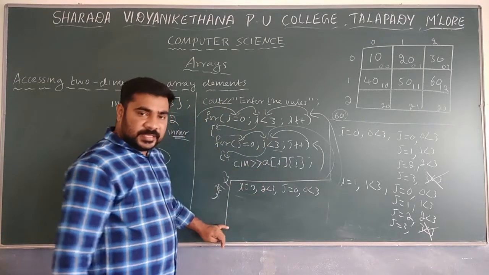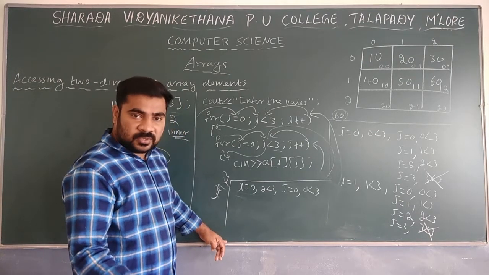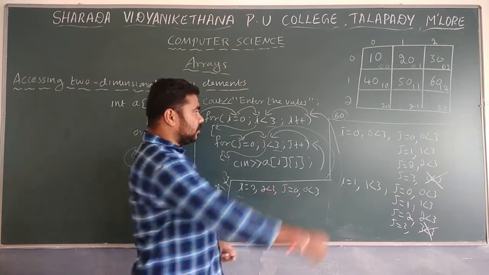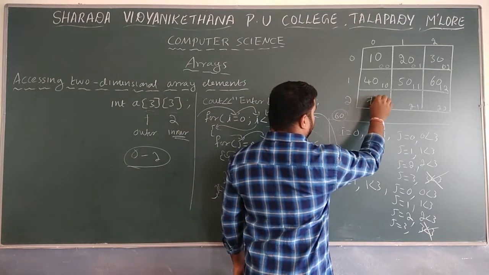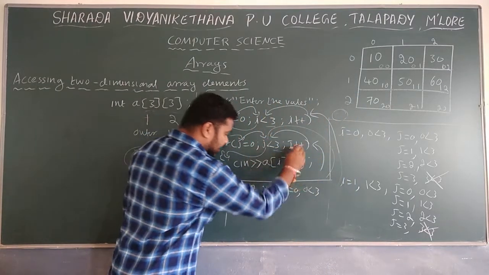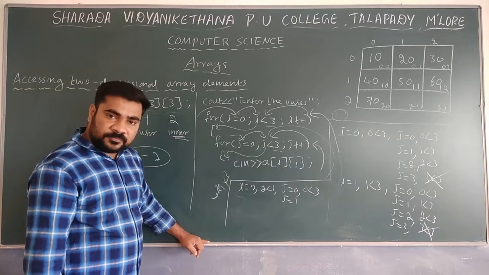A of i j. I value is 2. J value is 0. So we will enter one example, 17. One more value, 7. Then after that j is incremented. J is equal to 1.